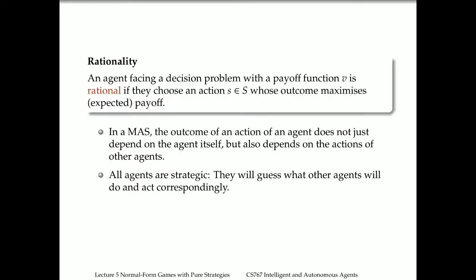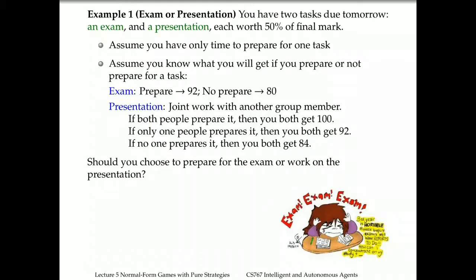So in a multi-agent system, the outcome of an action of an agent does not just depend on the agent itself, but also depends on the actions of other agents, because we have multiple agents in the same environment. And we also assume that all the agents are strategic, so they will guess what other agents would do and then act correspondingly. So before we present any formal definition of games, let's look at an example.